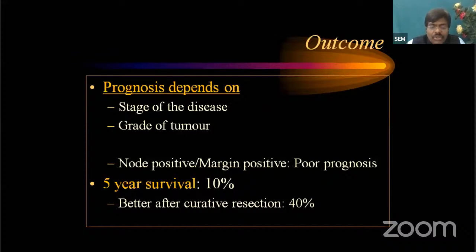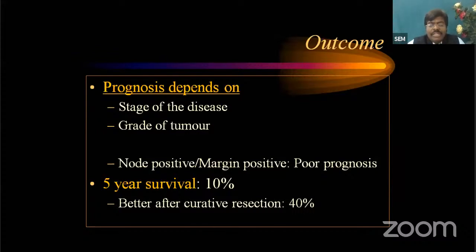But if you have done a good curative resection and the nodes are negative, they can survive even up to 40 to 50%. The Japanese claim up to 60%, but you have to speak for our country. So these are all poor prognostic tumors.